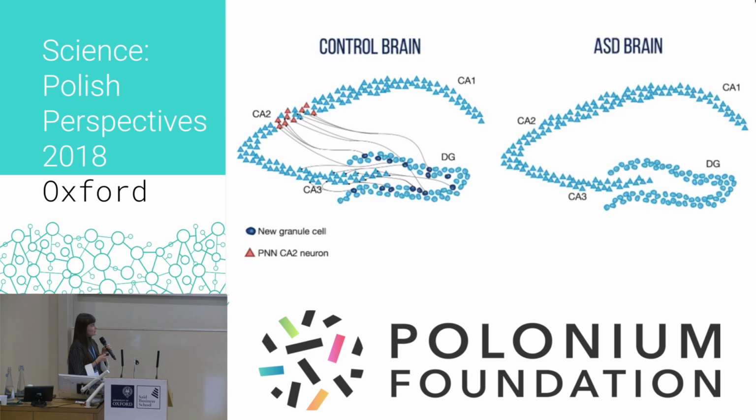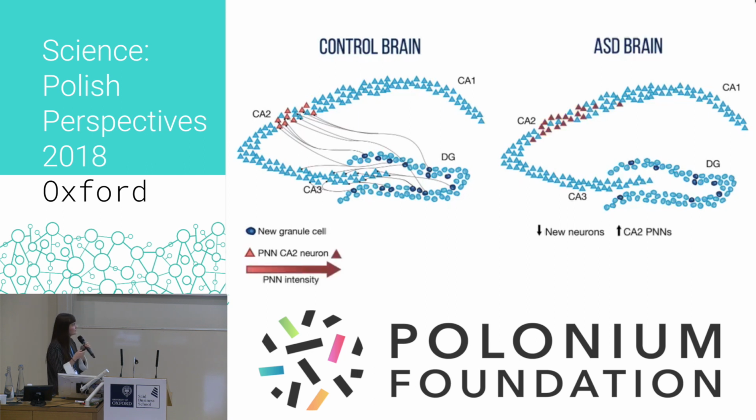However, when we take an ASD brain, we can see that the population of adult neurons is much smaller, and the intensity of perineural nets in the CA2 is much bigger. So there are more perineural nets and they're more mature. So that could possibly disrupt the connections. Maybe the adult neurons are not really able to make connections with the CA2, and that's why we see social behavior impairments in those animal models.